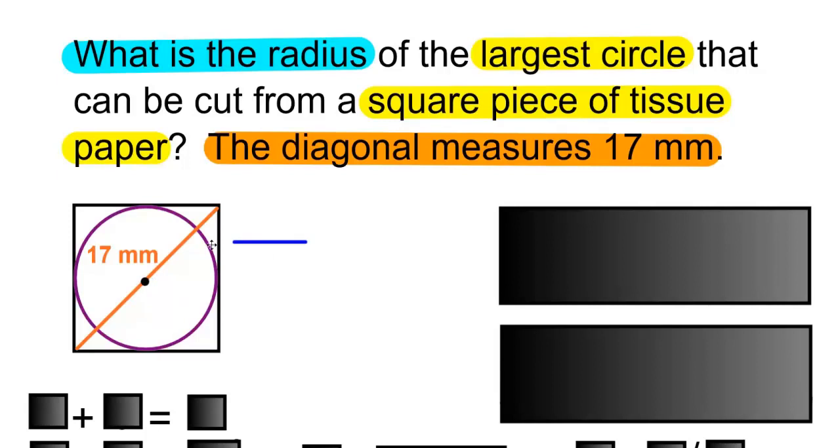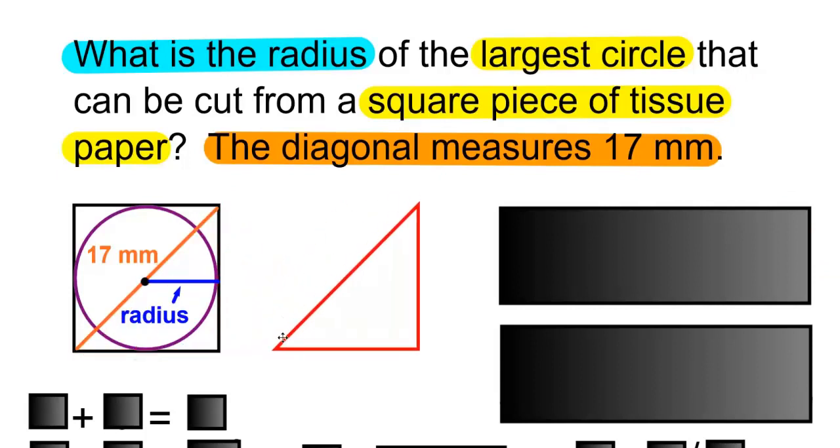To find the radius, we'll start at the center of the circle and draw a straight line touching the circle. So this will be our radius. To solve this question, we're going to pull out a right angle triangle. The angle in the bottom right corner will be our 90-degree angle. And we know that this line here is 17 millimeters.